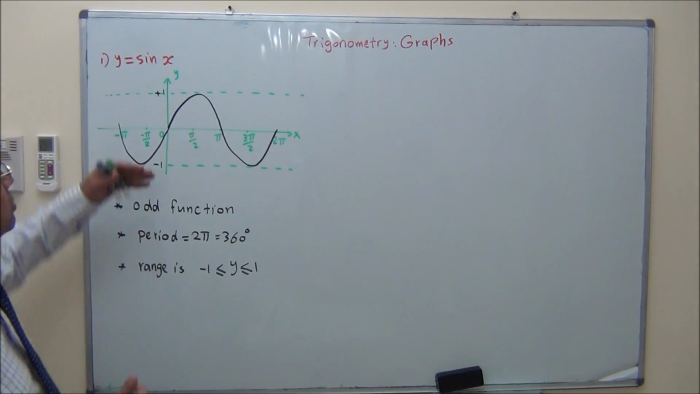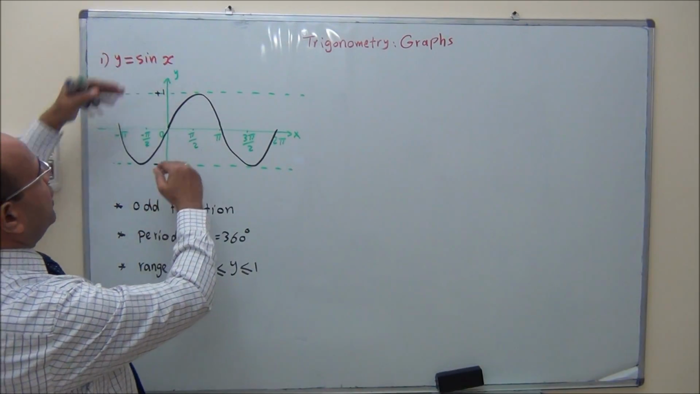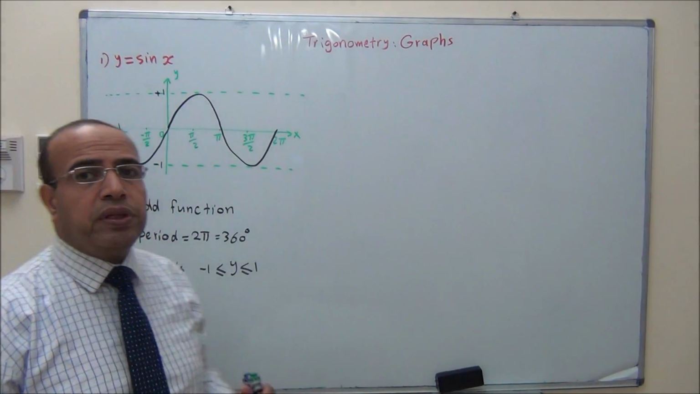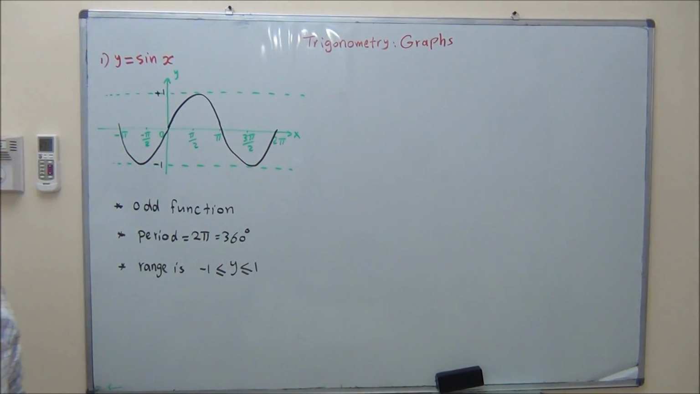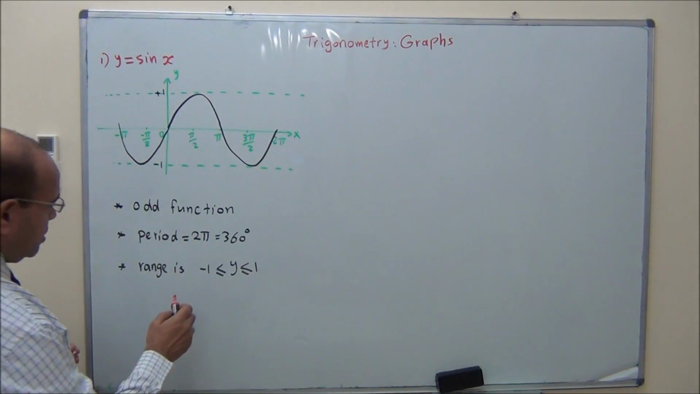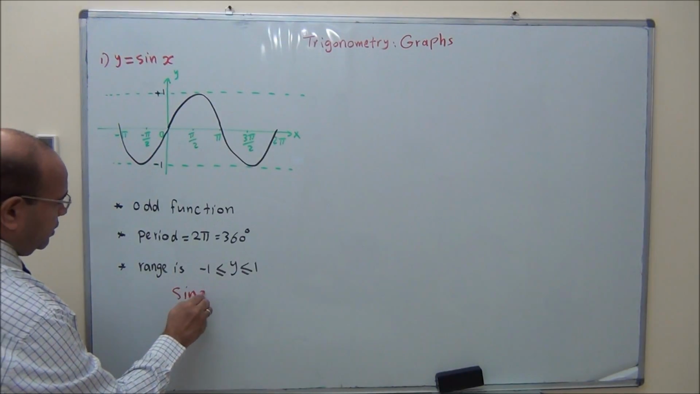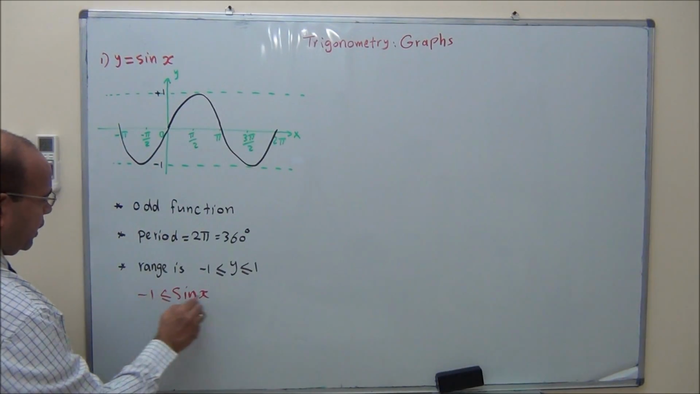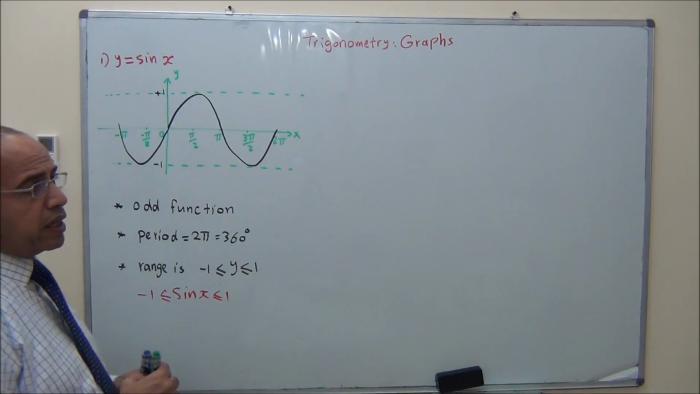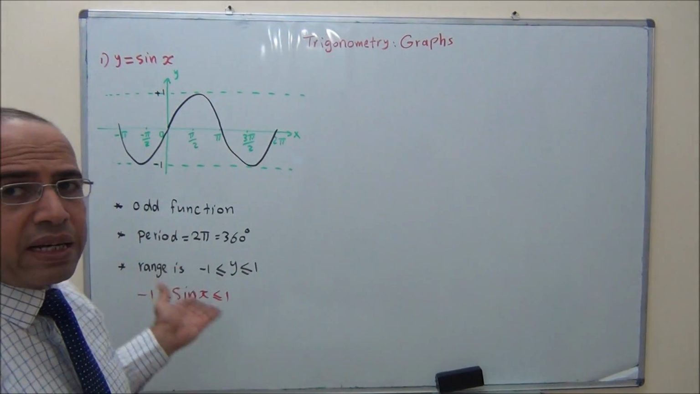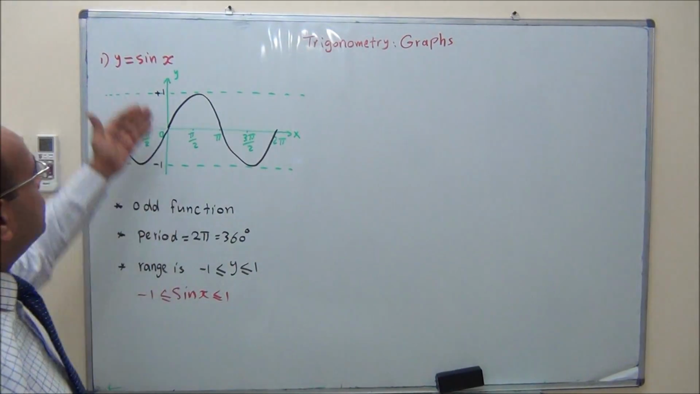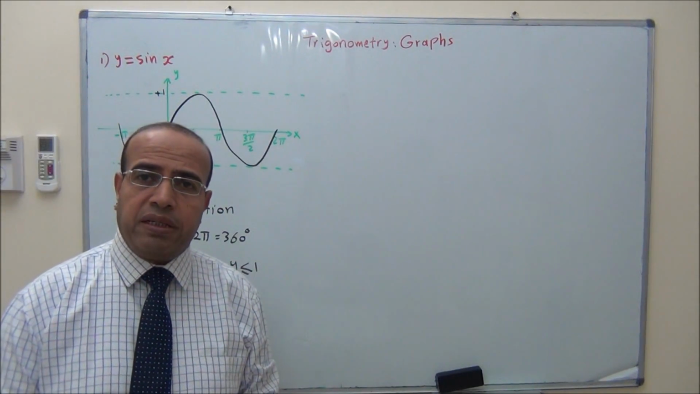The range, this is the range of the value of y. The value of y is between negative 1 and 1. So it means any value of sine theta or sine x must be between negative 1 and positive 1. It cannot be more than 1, cannot be less than negative 1. There is no asymptote for this graph. So this is the graph of y equals sine x.